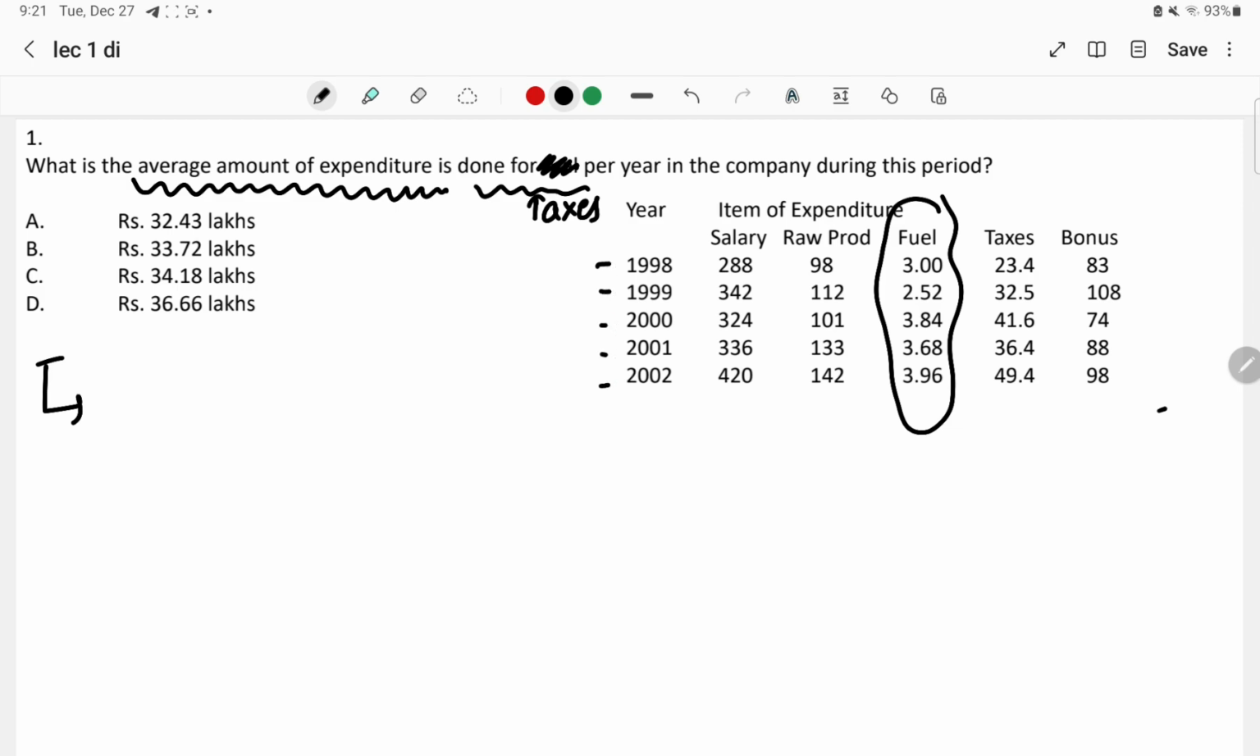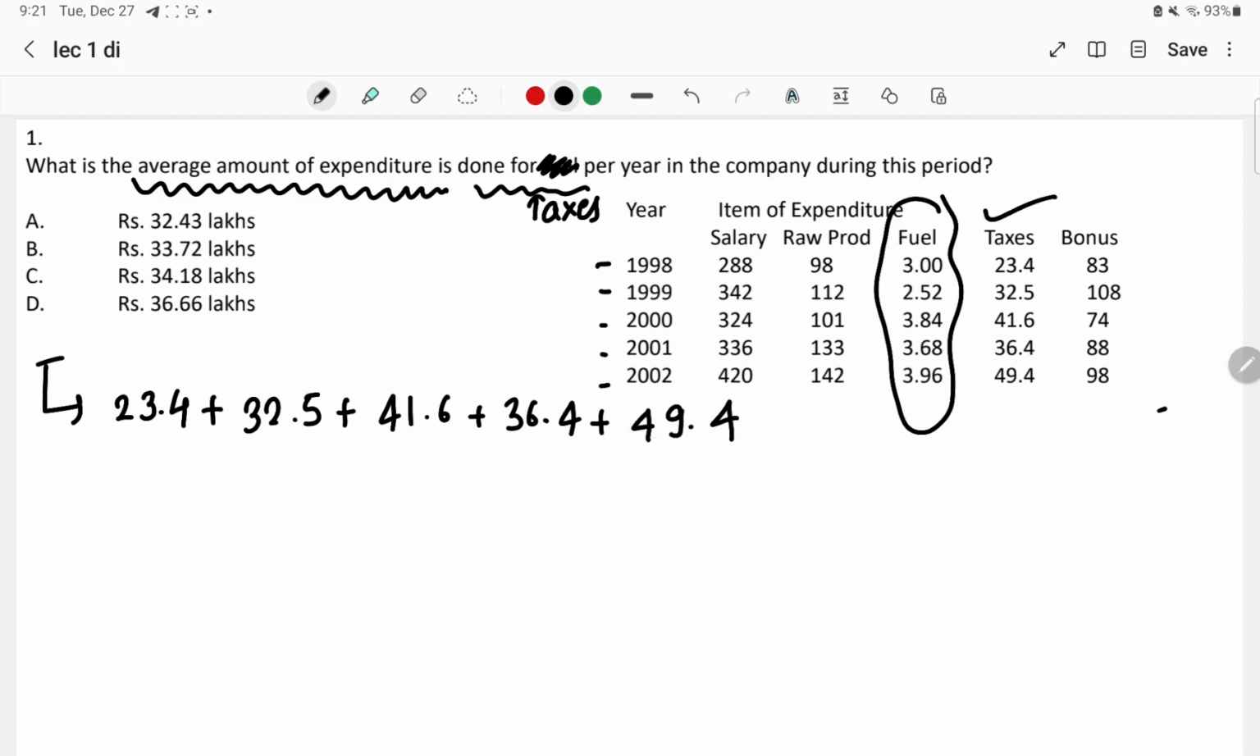Okay, so you know how to find the average. We know, ma'am, first we'll find for the taxes. We know the formula for average: sum of the quantities divided by the total number of entities present. So what are the values for the taxes given here over the years? 23.4, 32.5, 41.6, 36.4 and 49.4. These are all summed, divided by the total number of entities.